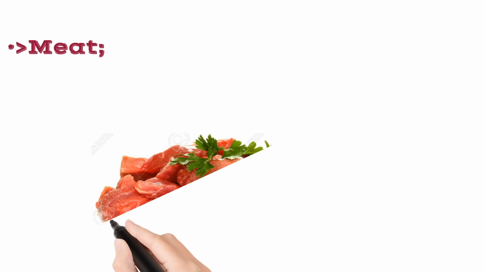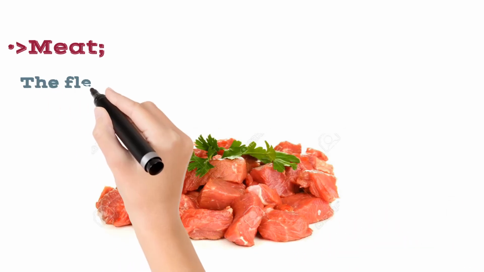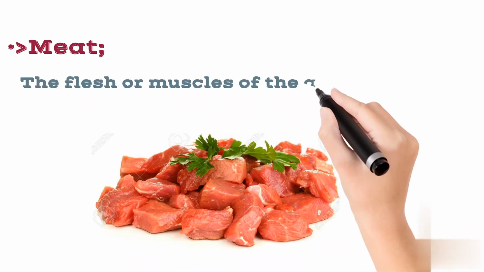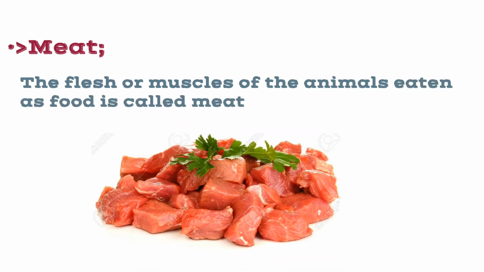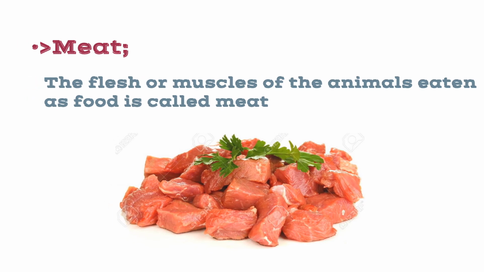First of all, what is meat? Meat is the flesh or muscles of animals eaten as food. Meat is simply known as the muscles or the flesh of the animal.